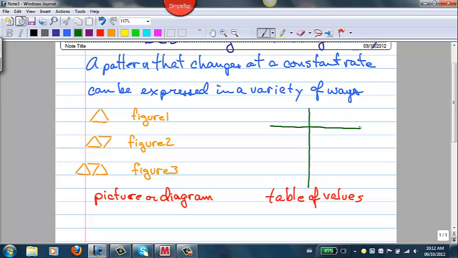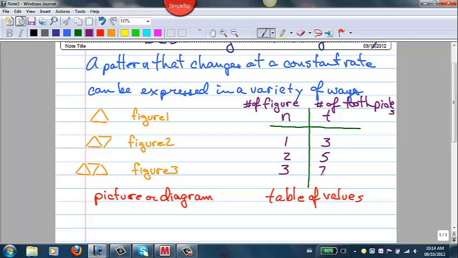The table of values could be divided up into 2 sections. Could be the figure number, we'll call that N, and the number of toothpicks, we could call that T. So under N, we've got figure number 1, figure number 2, figure number 3, and then in the second part of the table, we've got the number of toothpicks, which is T, 3 toothpicks in the first, 5 toothpicks in the second, and 7 toothpicks in the third.